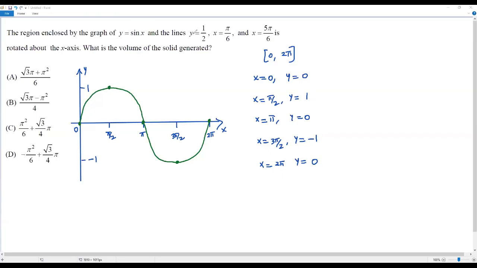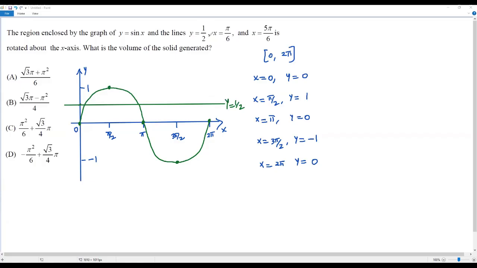Okay, now let me sketch the graph of the line y equals 1/2. It's a horizontal line through the value 1/2 on the y-axis, and 1/2 is the exact middle value between 0 and 1 on the y-axis. So here it's 1/2. So this is the horizontal line y equals 1/2.